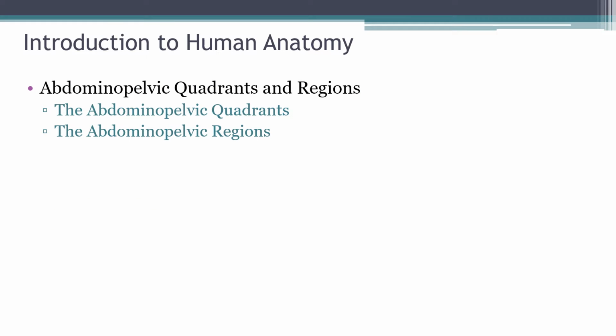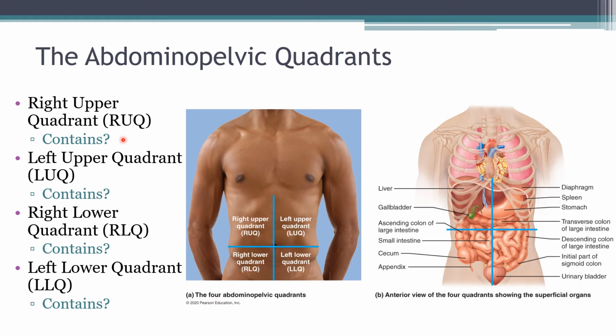So in this lecture we'll cover the abdominal-pelvic quadrants and the abdominal-pelvic regions. So the abdominal-pelvic quadrants first. Now the reason that we're going to do this is because in the abdominal cavity, like you can see in the image here, there are a ton of organs to keep track of.